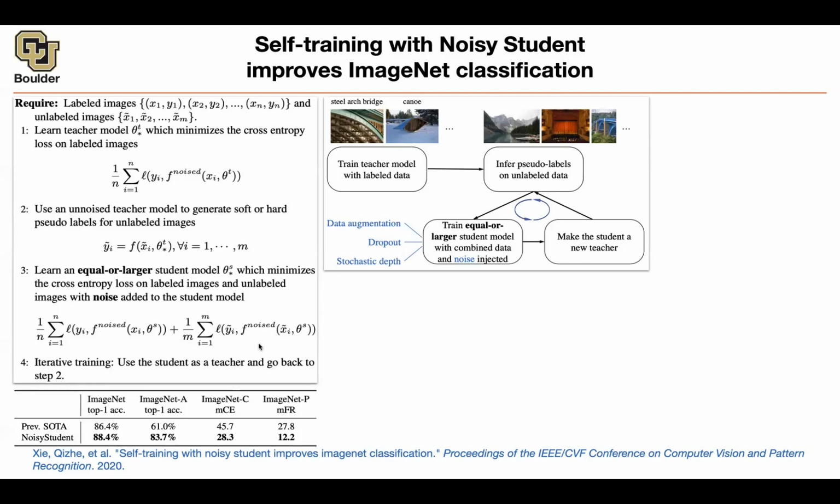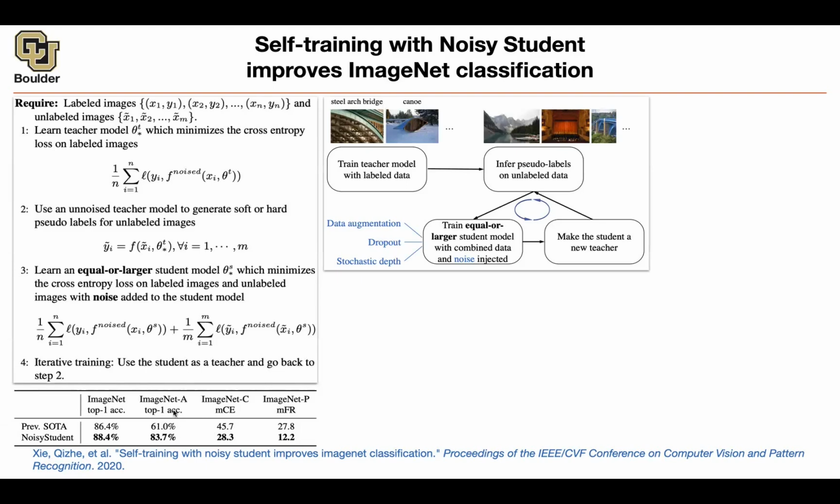Let's see some results. This is the previous state of the art. The paper is from 2020, and Noisy Student is doing the best for ImageNet top 1 accuracy. Not only that, this is actually a robust method. There are these 3 data sets, ImageNet A, ImageNet C, ImageNet P, that I want you guys to explore. These are benchmarks for robustness of deep neural networks.